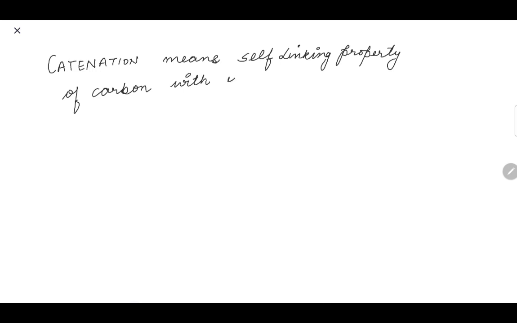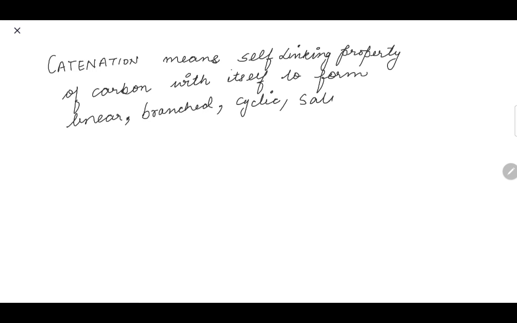with itself to form linear, branched, or cyclic, and saturated and unsaturated structures. Saturated and unsaturated structures. This is called the property of catenation.